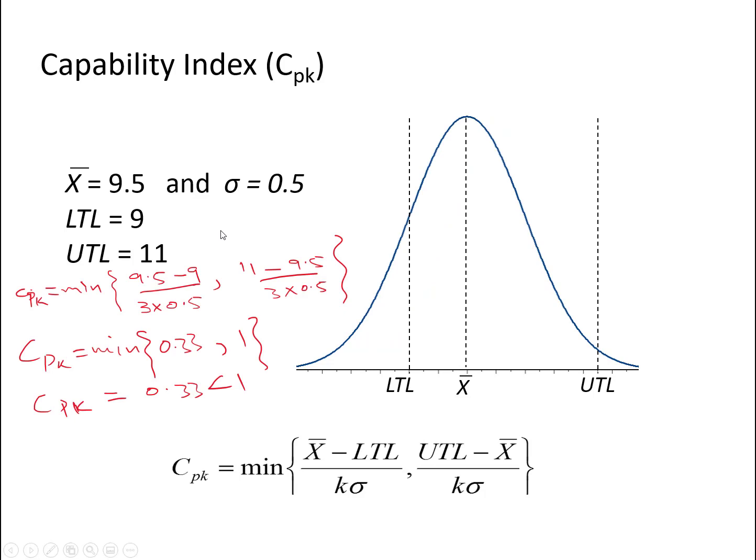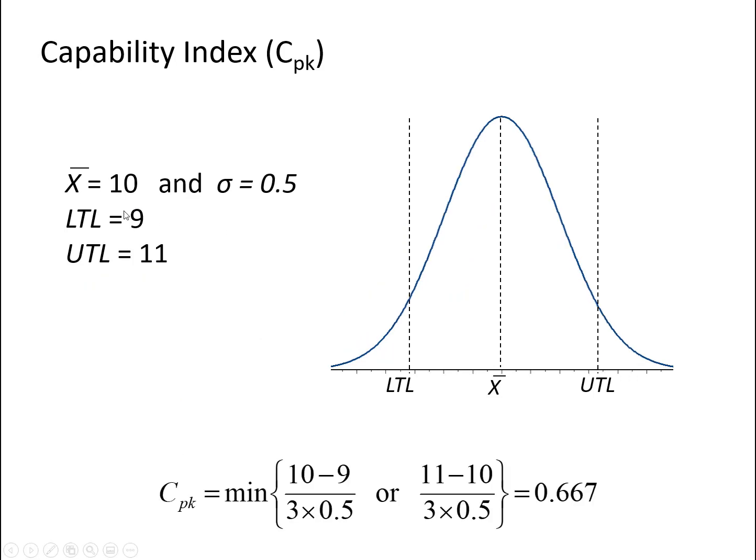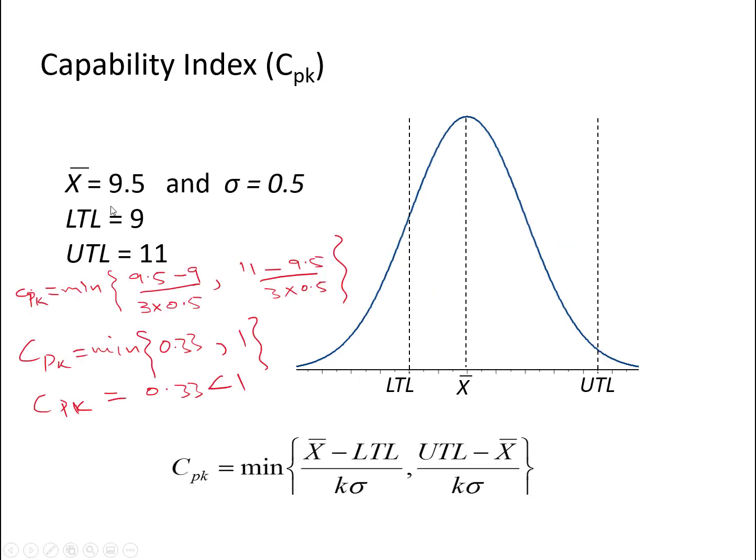This is another example. This is just like the previous one, but we change only the mean. The mean before was 10, now we want to change the mean to 9.5. The sigma level, lower tolerance level, and the upper tolerance level are the same. So when you put these things in this formulation, x bar 9.5 minus the lower tolerance limit, divided by 3 sigma, because we want to check it on 3 sigma, the Cpk value is 0.33.